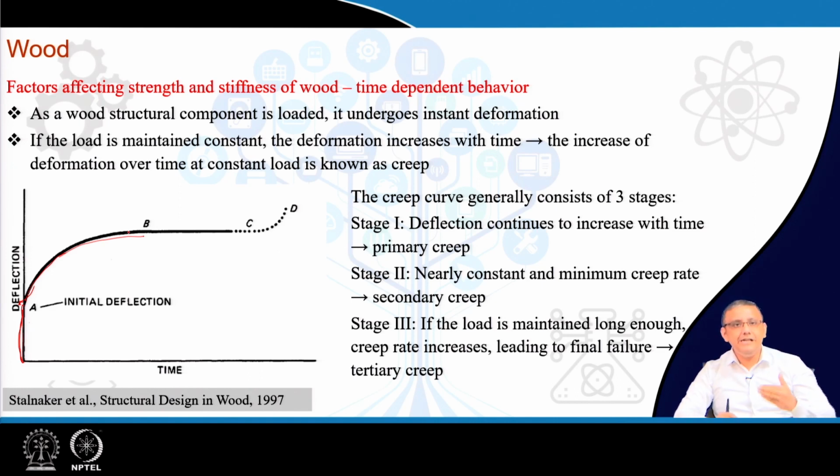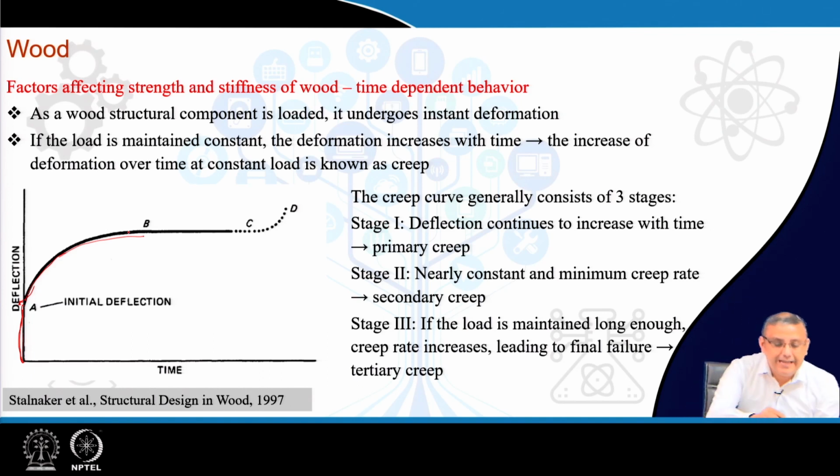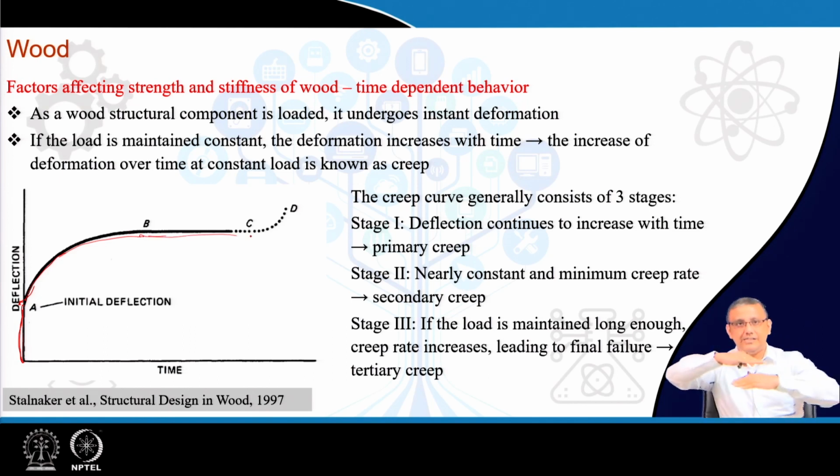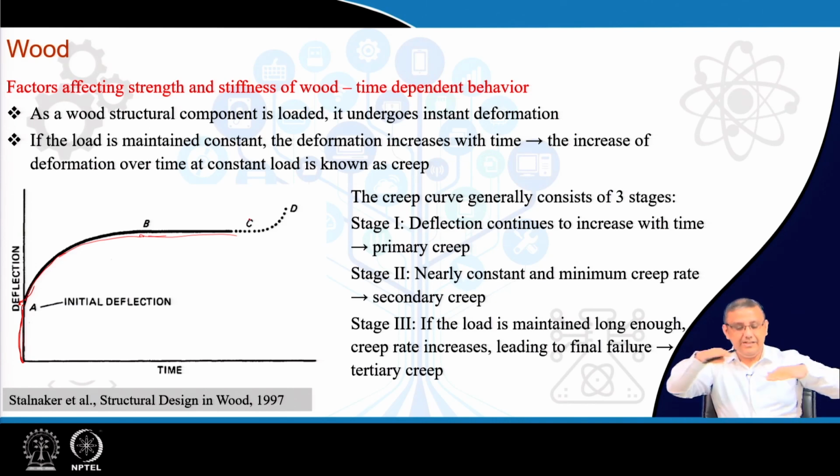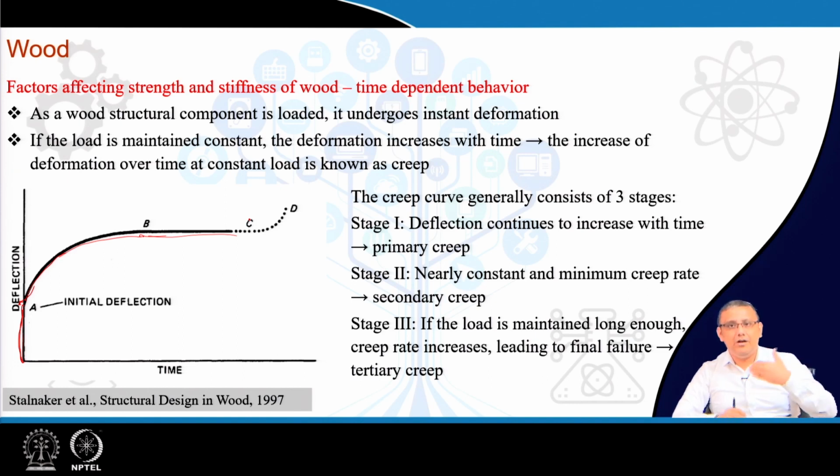In the primary creep region, at a constant load with increasing time, the rate of deformation, the strain rate, continuously decreases. Then in the region B to C, which is more or less a linear region, the deflection remains more or less constant. That means the deflection rate becomes more or less constant or 0, and this is called the secondary creep. This is also the minimum creep rate, and this point is the most important for any creep deformation.